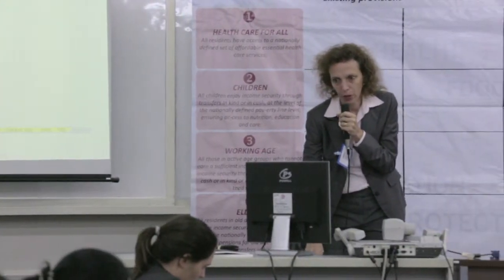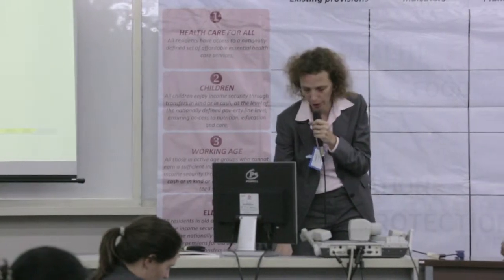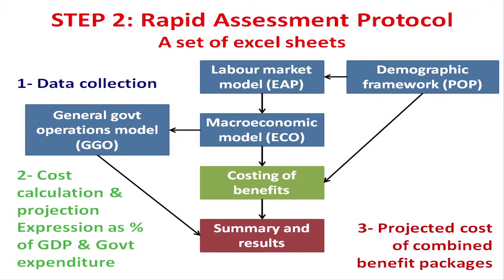So, the RAP protocol, very quickly, it is an Excel tool. An Excel tool meaning that you don't need to buy a software, you all have Excel, easy to install, easy to use. Then you have a number of sheets, which are in blue here on this diagram, which are the sheets where you have to input data. If you don't input data, you cannot calculate anything.